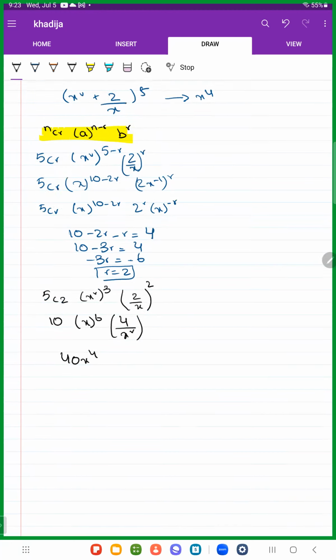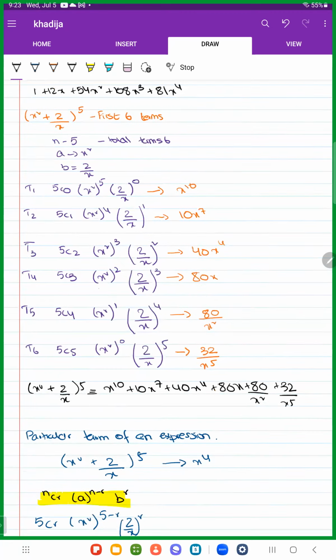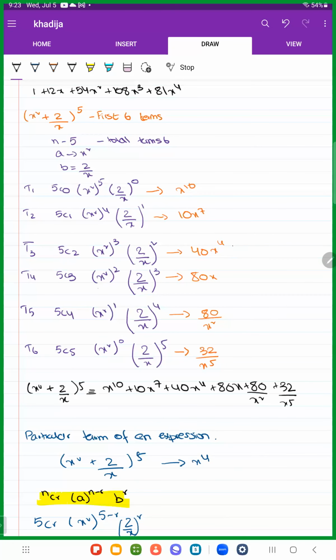And this can be correlated over here because it's the same question, where we plugged in r as 2 and got 40x to the power 4. Yes, makes sense. Let's do another example for this to make it clearer for you. Sure.